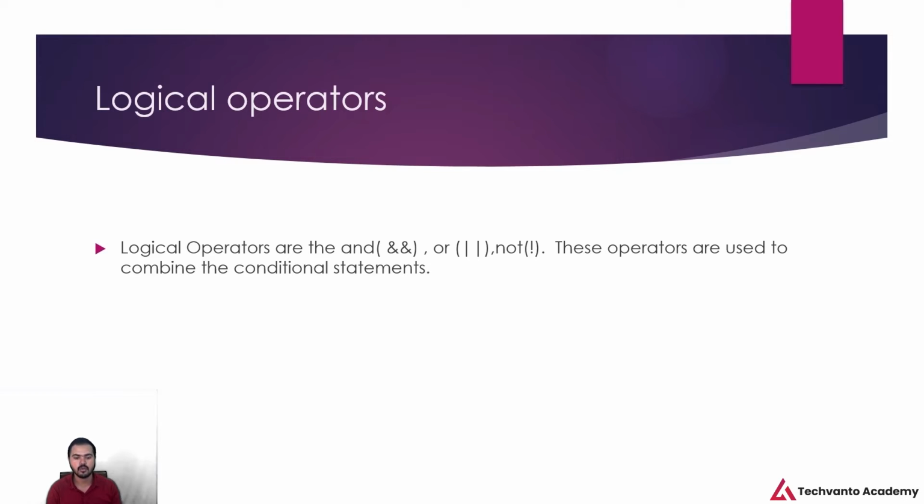Coming to the OR operator, if any one of the statements is true, then it will return the true statement, otherwise it returns the false statement. Coming to the NOT operator, if you pass a true statement to the NOT operator, it will return a false statement. So this is how the AND operator, OR operator and NOT operator work. Don't worry if you can't understand the logical operators here. After some time we will move to Dev C++ and see how the logical operators work.